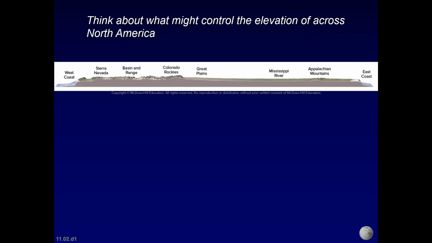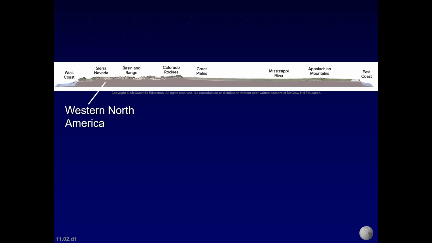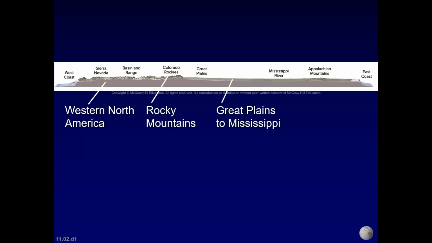Western North America is high in elevation because, of course, it was a convergent margin. The Rocky Mountains were thickened by deformation within the plate. Okay. And the Great Plains have a marked decrease in elevation because the lithosphere is cooler and thicker than it is further west.